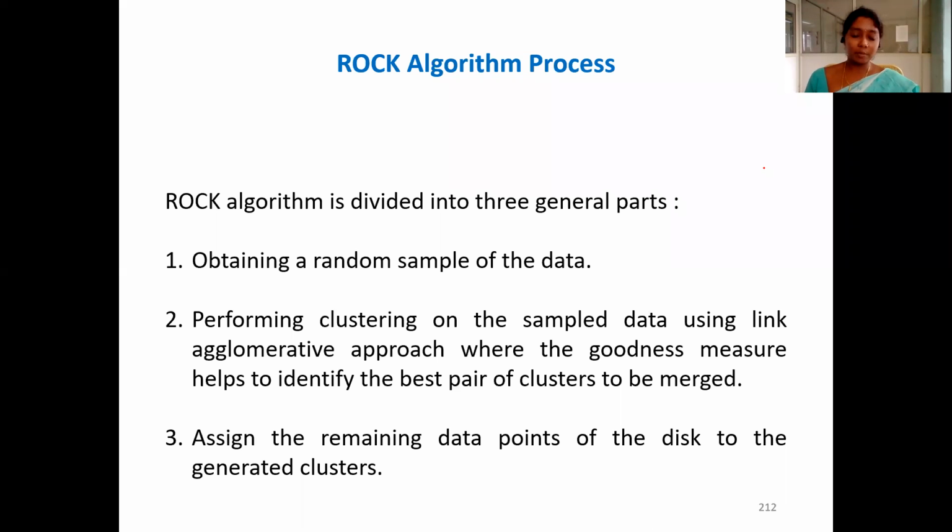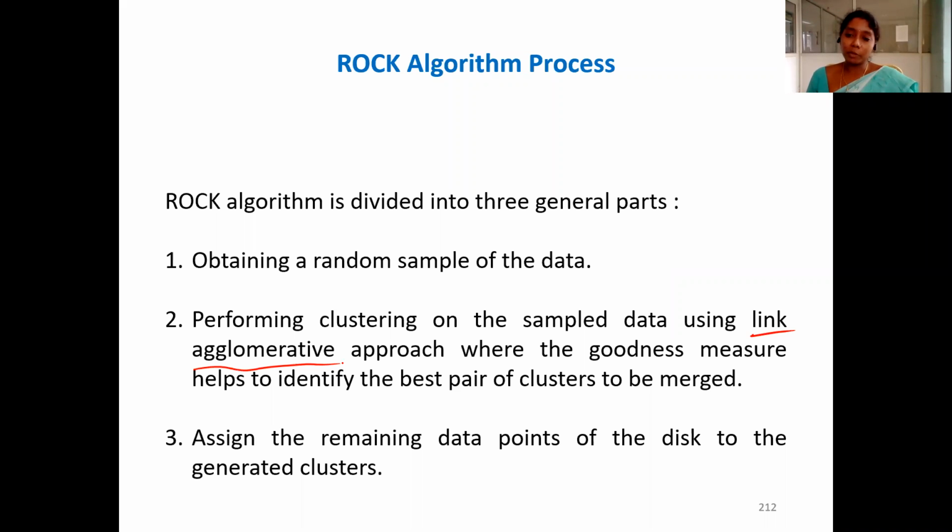Here is the briefing about the ROCK algorithm process. First we need to obtain a random sample of the dataset. We are not dealing with the entire data, we are just obtaining a random sample. After that, we are going to cluster. We are going to apply an agglomerative approach, which is called the link agglomerative approach.